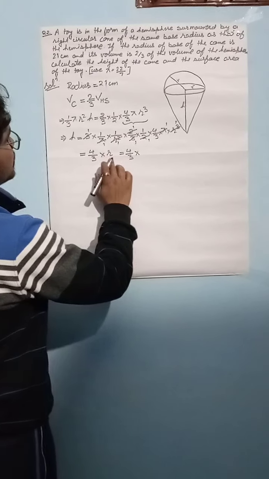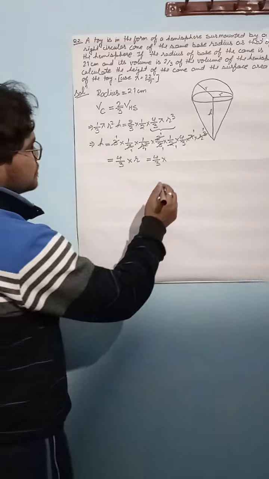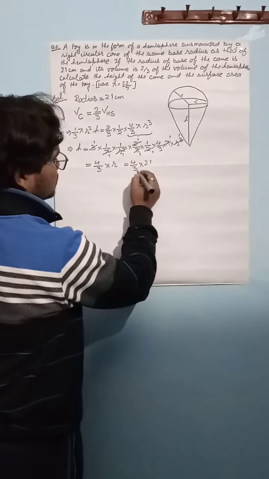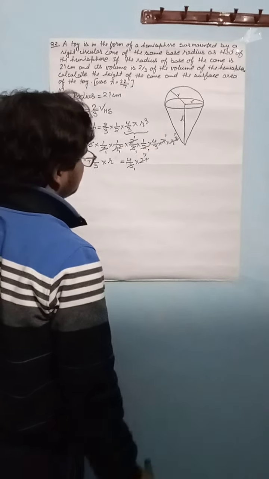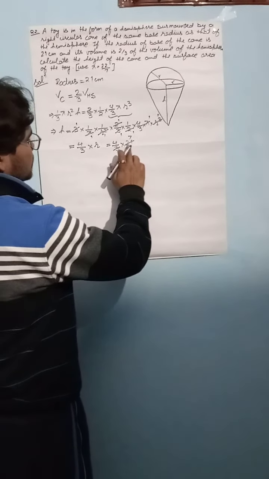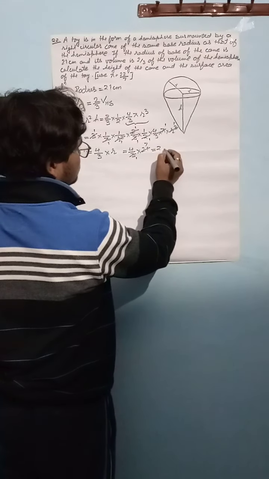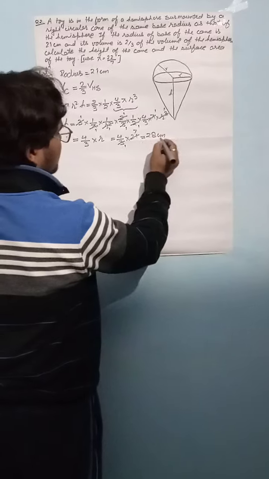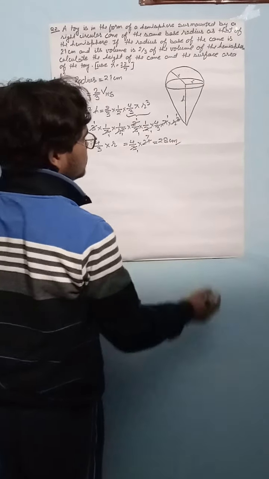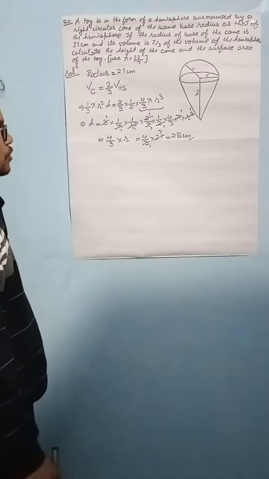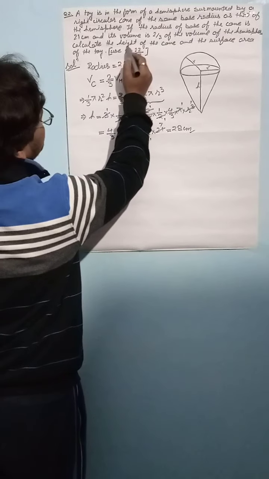4 by 3 multiplied, and here we know the value of radius is 21 centimeters. Here again we will divide the values, 3 is divided by, and the height of the cone is 28 centimeter. We have solved the height of the cone.